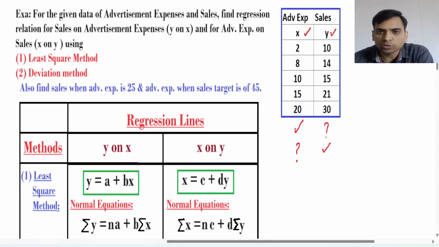And for these two things, we have two methods. First is known as the least square method, second is the deviation method. So that's why we use the least square method and the deviation method. And with the help of these two relationships, you can find sales when advertisement expenditure is 25. This means if this quantity is 25, then you can find this sales, and you can also find advertisement expenditure when target sales is 25. So this is the complete concept of regression analysis.